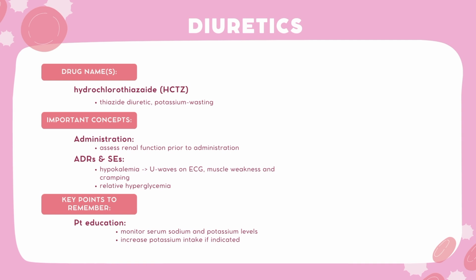heart itself. Our first diuretic is hydrochlorothiazide, a diuretic that is potassium wasting, meaning that in addition to water and sodium loss, potassium is also excreted. Patient teaching should emphasize monitoring for indications of hypokalemia, such as muscle weakness and cramping. With all of our diuretics, a potential complication is relative hyperglycemia, as serum glucose levels become more concentrated, in lieu of other serum contents being lost through diuresis.